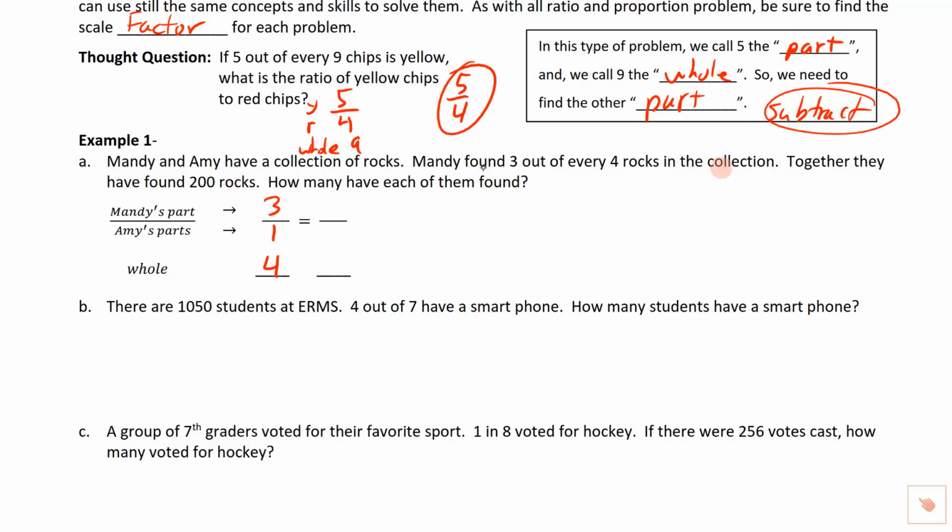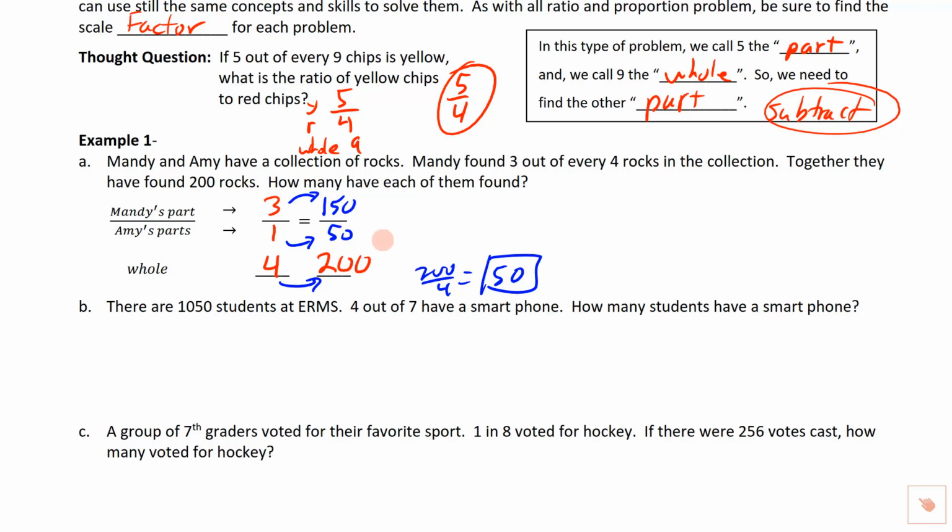And it says together they have found 200 rocks. How many have each of them found? So this is going to be 200 right here. So let's go ahead and find that scale factor. Let's do 200 divided by 4. We end up with 50. There's our scale factor. So we're going to multiply by 50 here, and we're going to multiply by 50 here. 3 times 50 is 150. And 1 times 50 is 50. And again, just that double check, 150 plus 50 is 200. So we think we've got the right numbers right here.